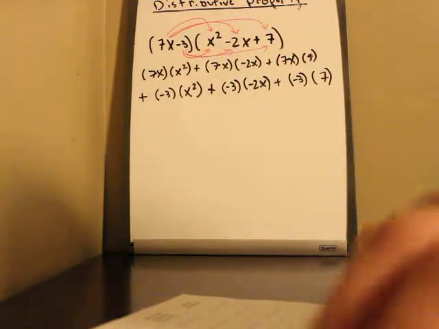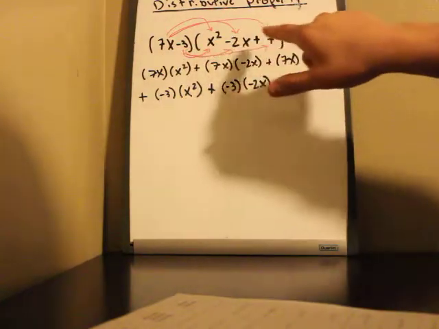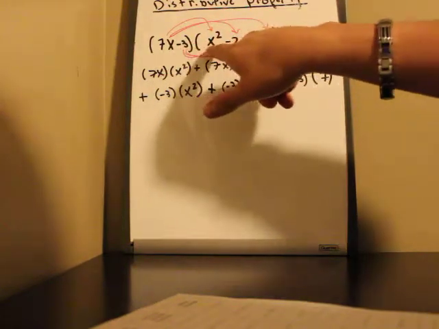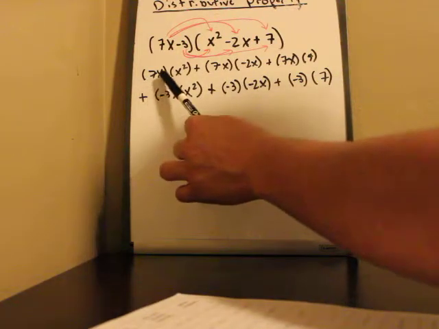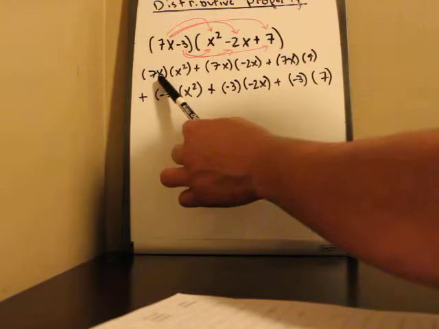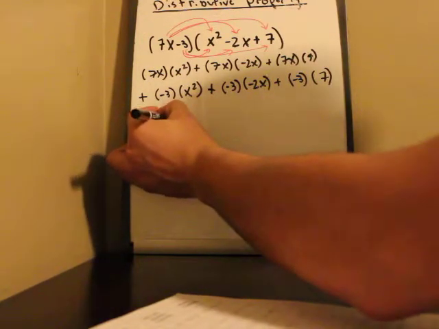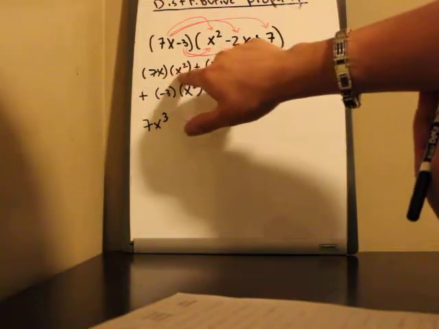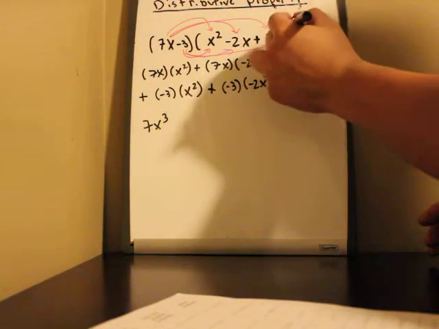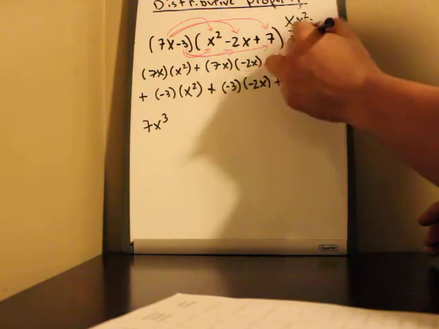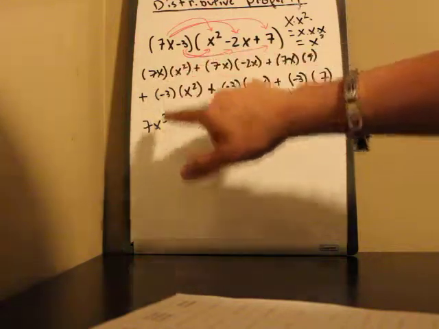Now that I wrote everything out, you see that the first 3 terms are from the 7x multiplying all 3 here, and the bottom ones are the -3 multiplying all 3 here. Now I'm going to simplify this down. 7x times x squared: that's 7 times x squared, so we're going to get 7x to the 3rd power. X times x squared is x to the 3rd power. 7x times x squared is 7x cubed.